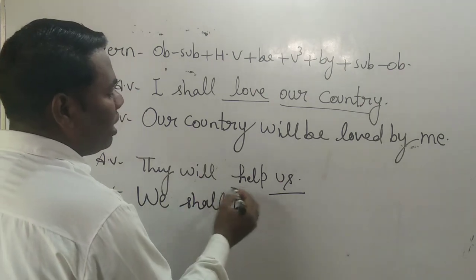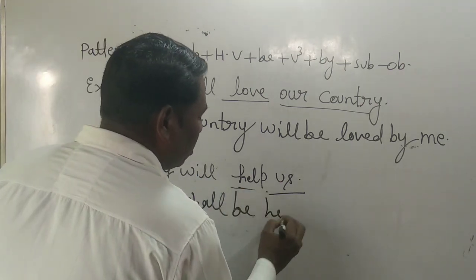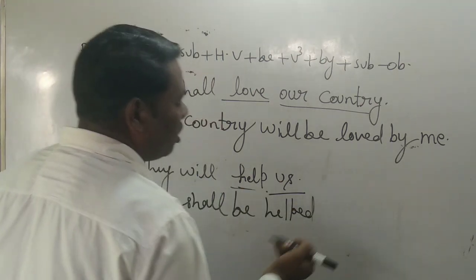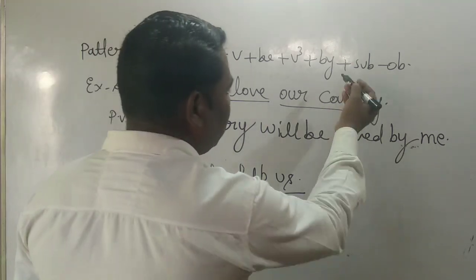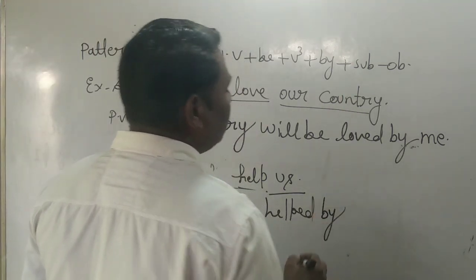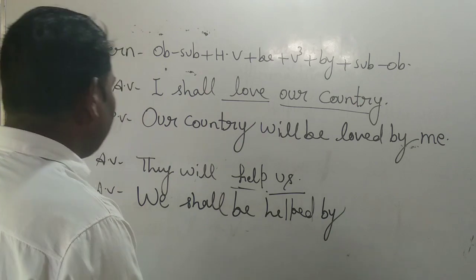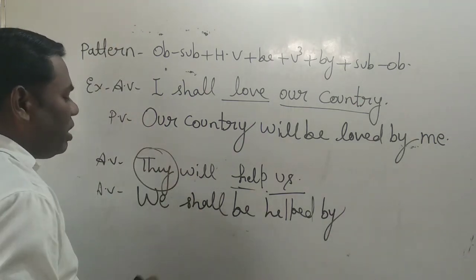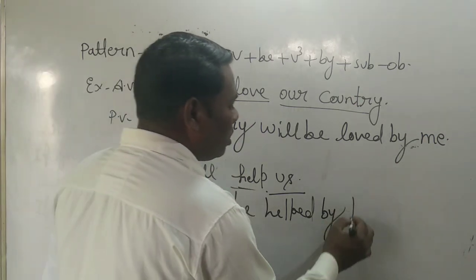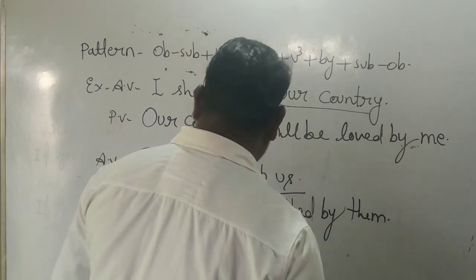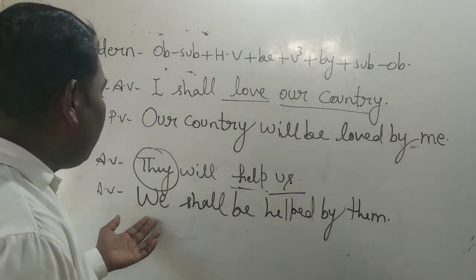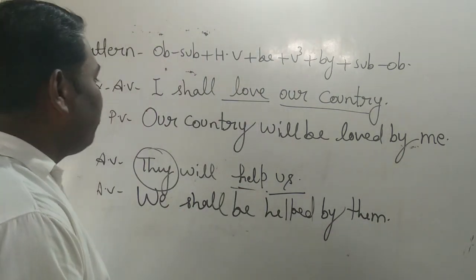What is V3 of help? Helped. This is the third form of help. Helped, and the extra word by, and use subject to object. What is subject? They is the subject, and it will be changed into them. Now your sentence is ready. We shall be helped by them.